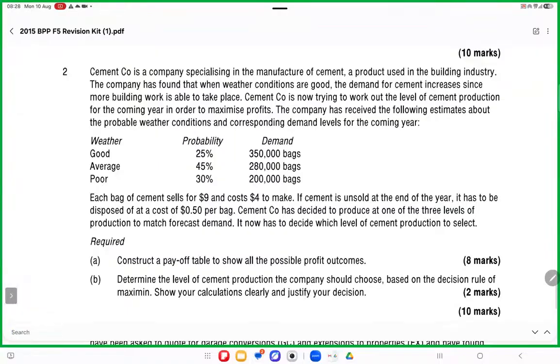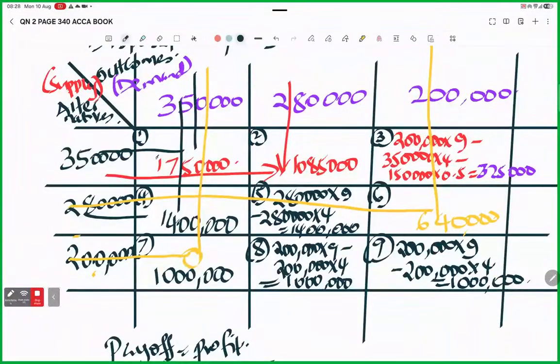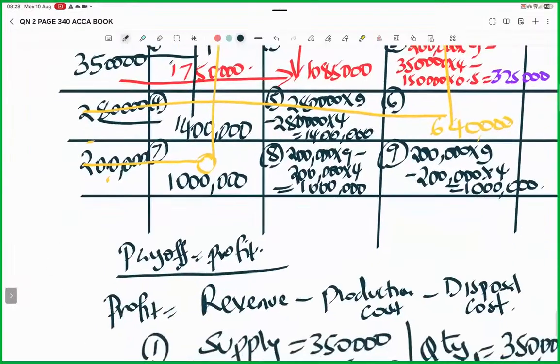And then now they want us to determine the level of cement production the company should choose based on the decision rule of maximin. Is there somebody who can give me a maximin decision? My table is not very good yet to accommodate what I wanted to do.